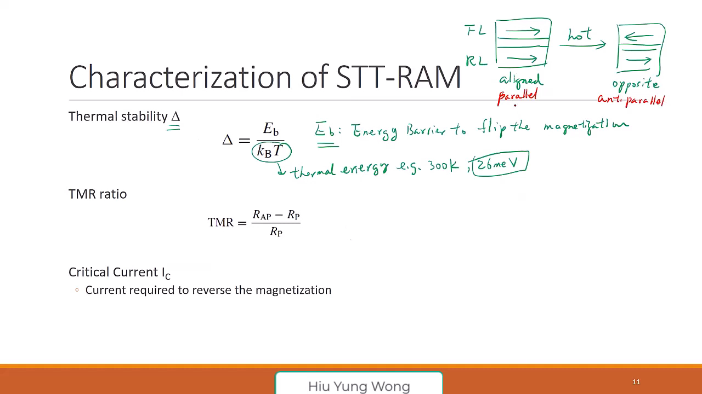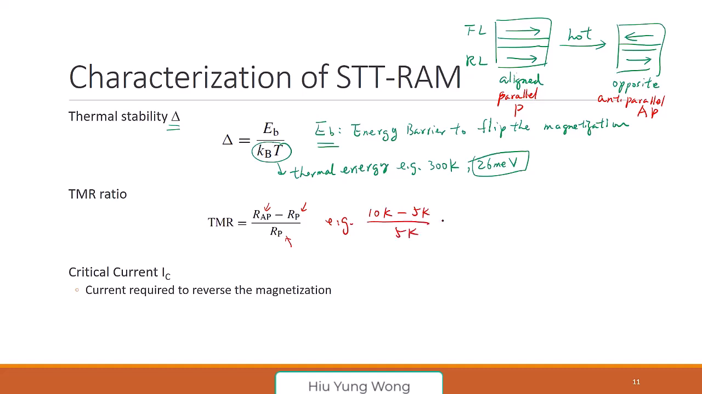Right? AP. So when you read it, the resistance is different. It's equal to the anti-parallel resistance minus the parallel resistance divided by the parallel resistance. For example, if your state is anti-parallel, you may get, let's say, I don't know the real number, 10 kilo ohm, let's say. If it is parallel, it may be only 5 kilo ohm.